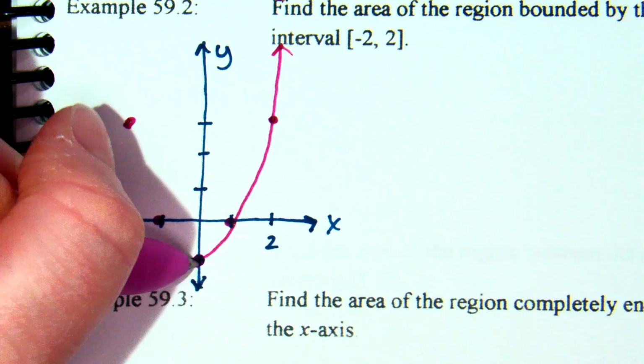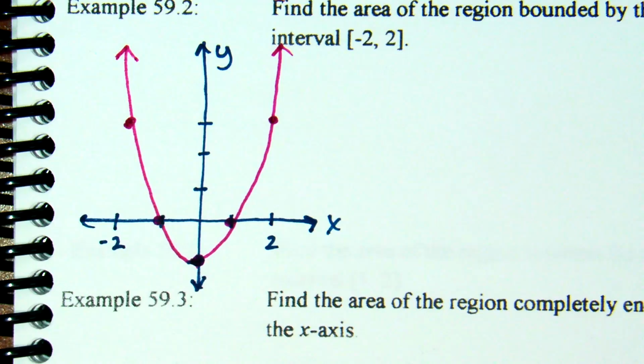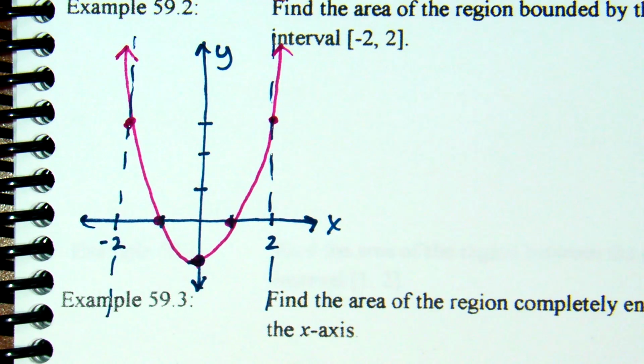So there's my parabola. The directions asked me for the area of the region bounded by the graph and the x-axis over the interval negative 2 to 2. So that means as we look at this, we're going from negative 2 to positive 2. So from dotted line to dotted line.